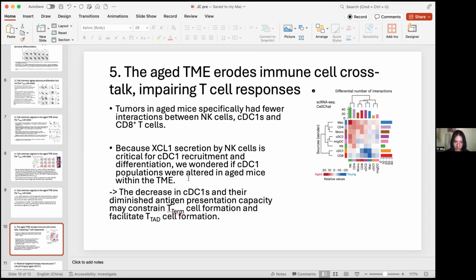and then they further dive into the dendritic cell population to see what's happening. So they found that the decrease in dendritic cells and their diminished antigen presentation capacity may constrain T-term cell formation and facilitate TAT cell formation.